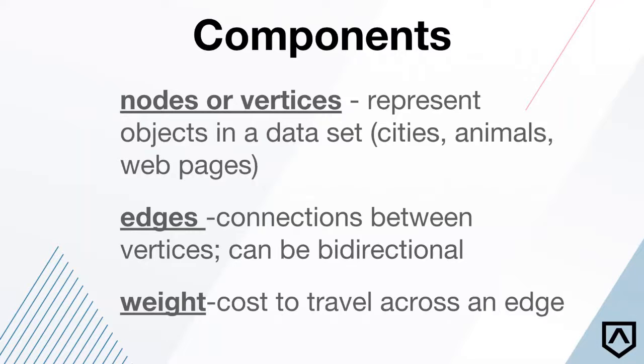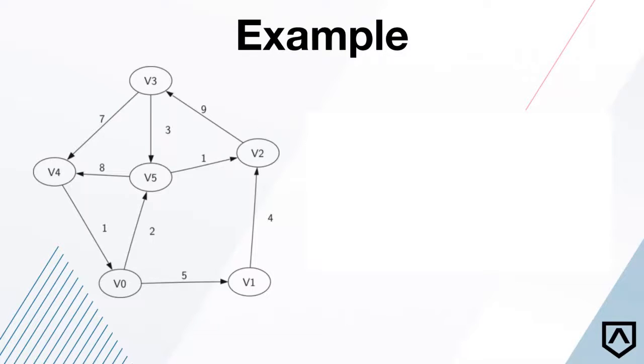And then an optional component that you will see in many graphs is a weight or a cost. So not all edges are created equal. Sometimes it might take more time or more resources or something of that nature to get from one node to another. And we can represent this using a weight.